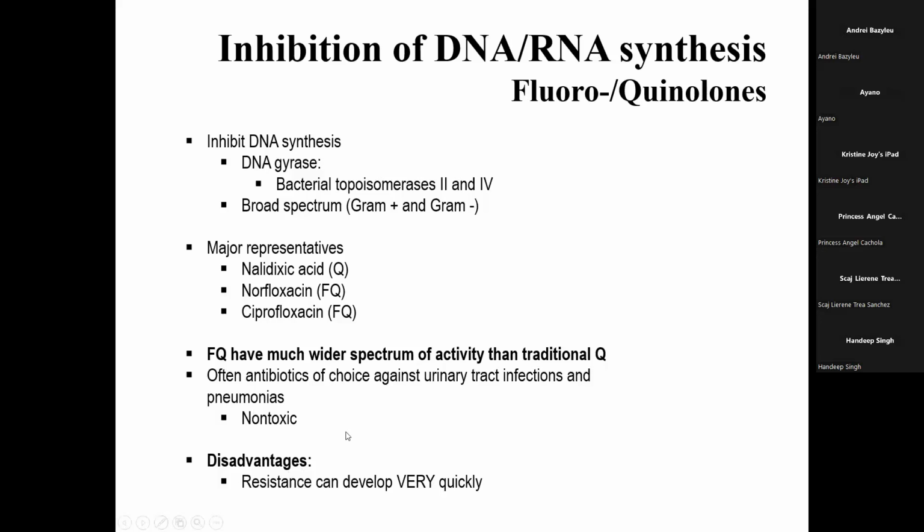Same disadvantage as with the rifamycin family. The resistance develops very quickly because, again, the DNA gyrase is fairly easy for the bacteria to mutate. Once it mutates, there's a chance that the antibiotic will be unable to attach to that mutant and therefore will not be able to inhibit the gyrase, and therefore bacteria will be able to replicate as it should.